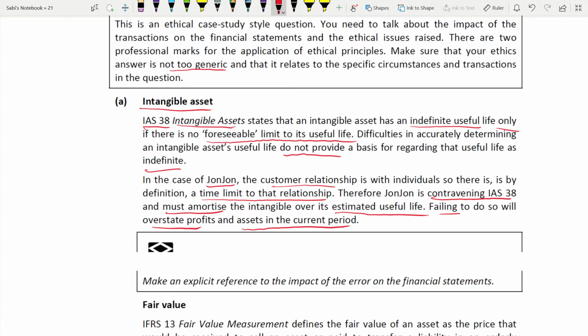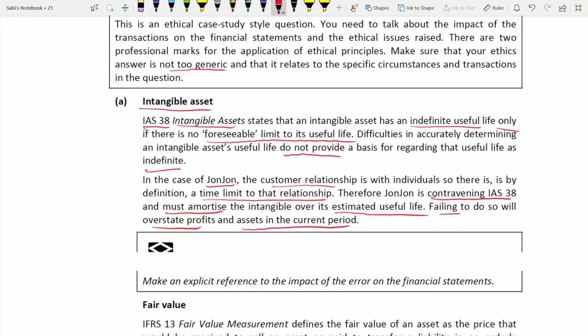Because remember, amortization in the balance sheet, you have to deduct that amortization from the carrying amount of the intangible assets. Then only you get the closing balance of intangible. So with no amortization, intangible value will go up. So profit is overstated, and assets are also overstated, if you fail to recognize amortization.